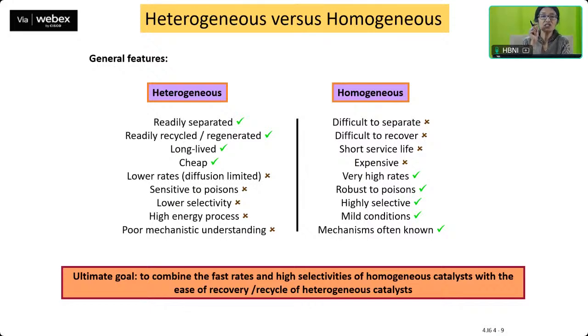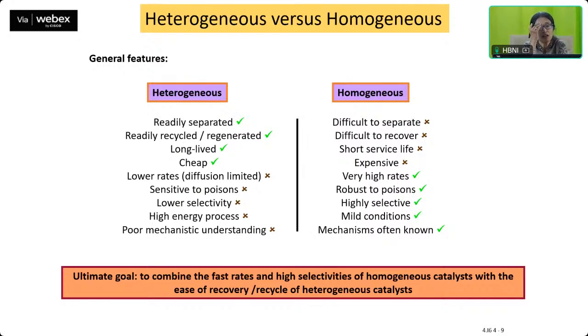If you look at the advantages of heterogeneous catalysis, it is readily separated, it is readily recycled or regenerated, it is long-lived, and it is cheap. Whereas homogeneous catalysis has very high rates, it is robust to poisons, it is highly selective, it works under very mild conditions, and the mechanism is often known.